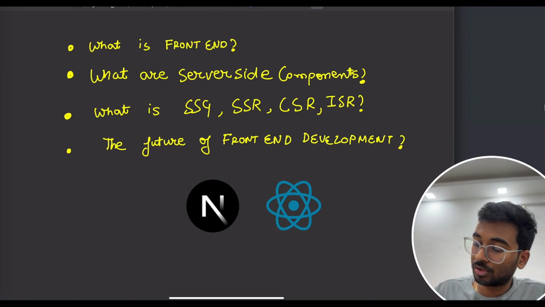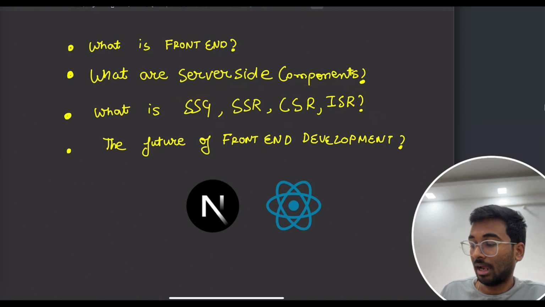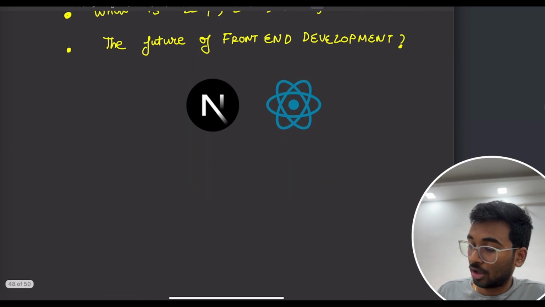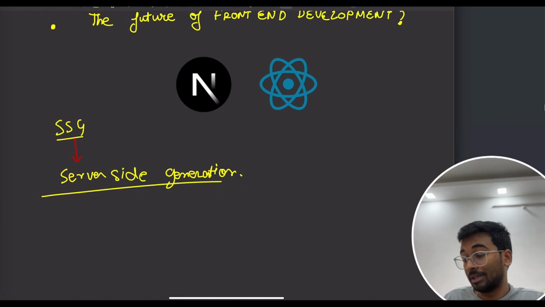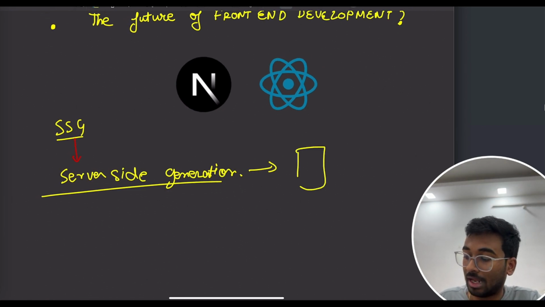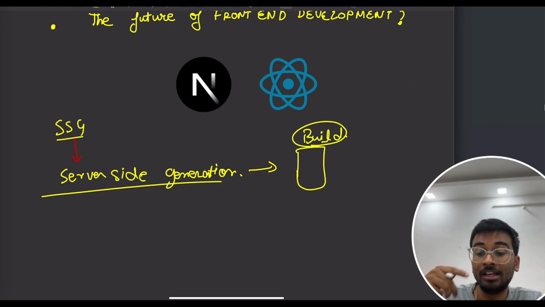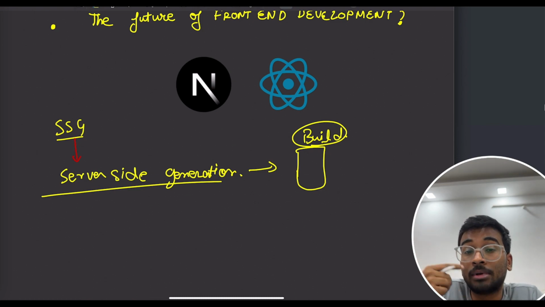Now we understand what front-end and server-side are. Let's talk about SSG, SSR, CSR, and ISR. First is SSG. What is static site generation? These are components generated at build time, meaning when we are building and compiling the project. If you work in any programming language, you know what compiling and build time mean.